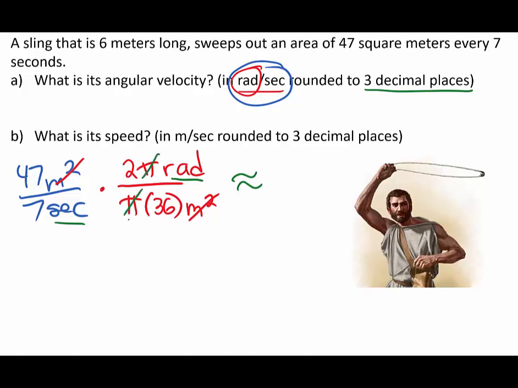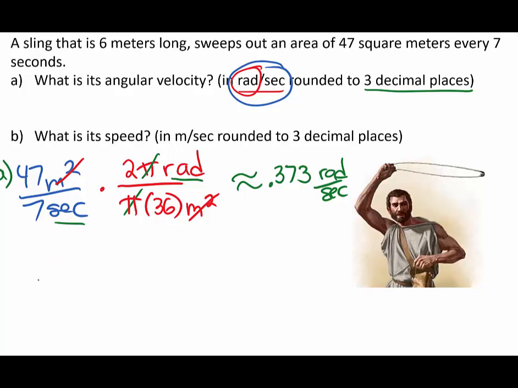We can go ahead and cancel the pi's. And when I put this in the calculator, rounded to 3 decimal places, I get 0.373, and that was radians per second. That was part A, the angular velocity. Now let's look at part B. What is its speed? And we want it in meters per second.